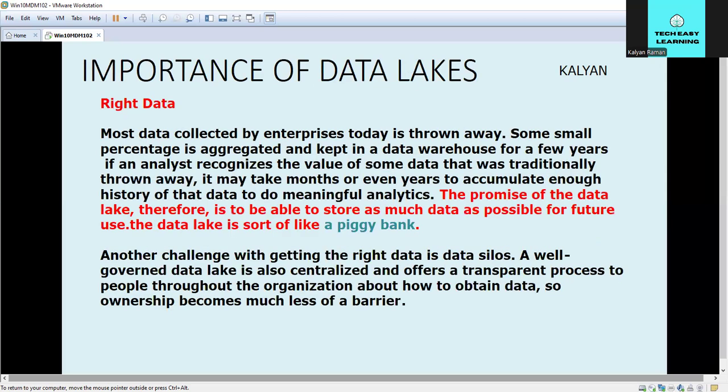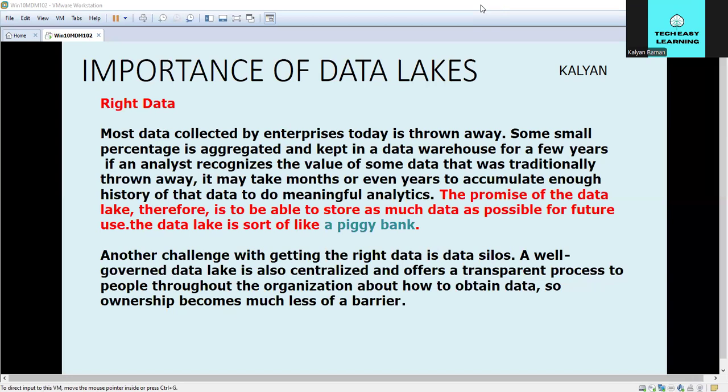Okay. The right data. Then you have to get the right data. See, most data collected by the enterprises today is thrown away. Only some small percentage is aggregated and kept in the data warehouse for a few years. But the operational data, machine generated data, and old historical data is either aggregated or thrown away altogether. This makes it too difficult to do the detailed analysis.